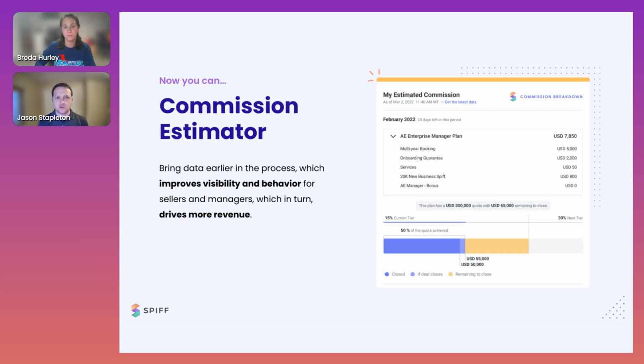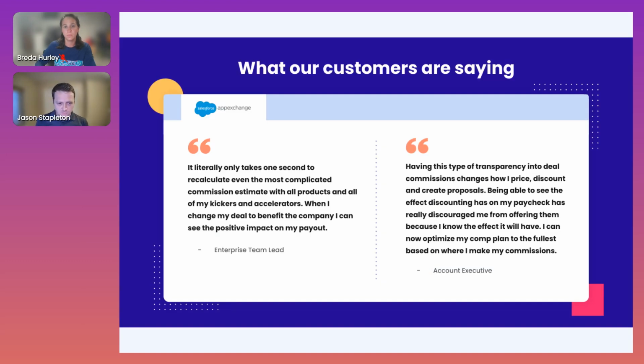We want it to be based on your commission plans and what you're actually going to be paying out to the reps. We've had a few customers that have been using this already. We can see here it literally takes 1 second to recalculate even the most complicated commission estimate. And that's massive in terms of savings for a sales rep, rather than having an Excel spreadsheet open or a notepad or the back of a napkin where I'm scribbling out what my commission might be.